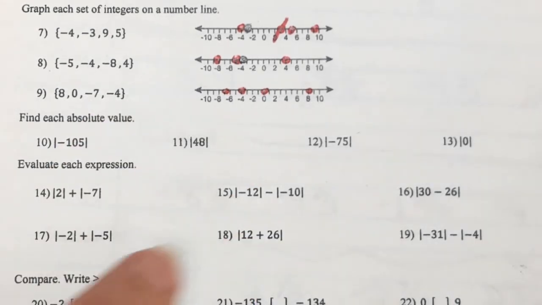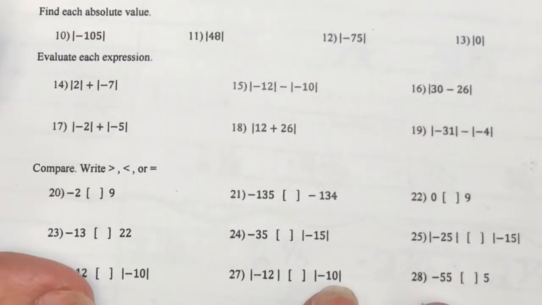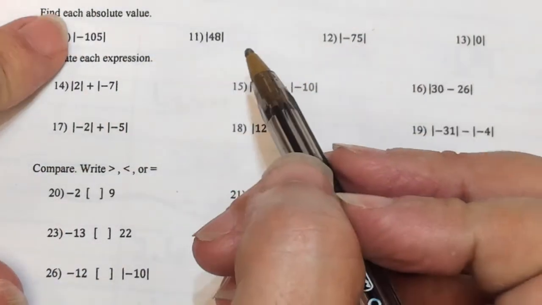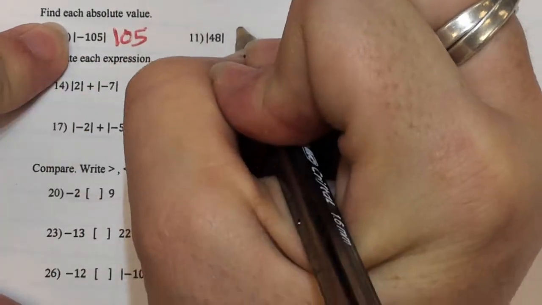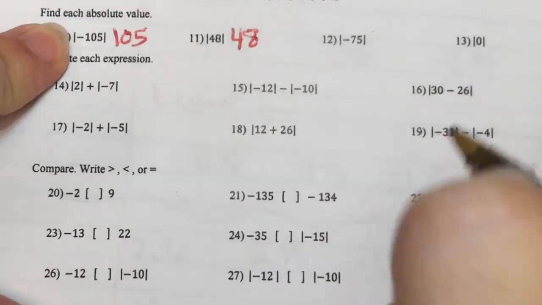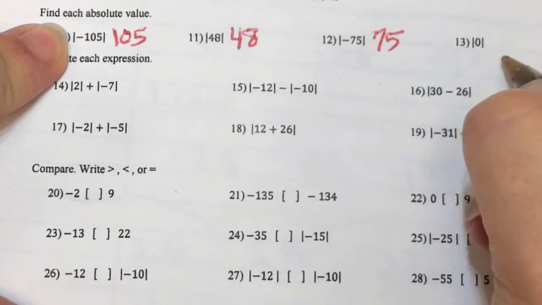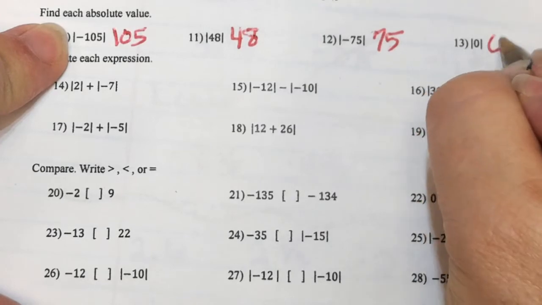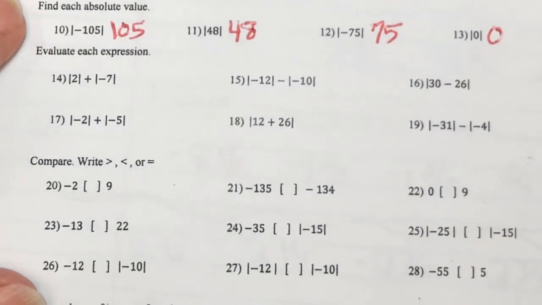Okay, here we go. Absolute value. Remember, all absolute values are positive. Here we go. This one is the absolute value of negative 105 is 105. Absolute value of 48 is 48. Absolute value of negative 75 is 75. And absolute value of 0 is 0. Kind of silly, but it is. There's an answer for that one.